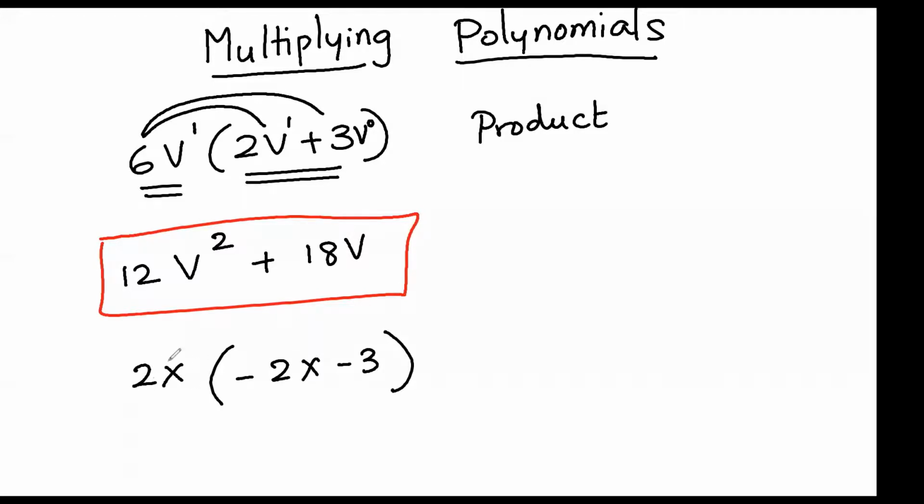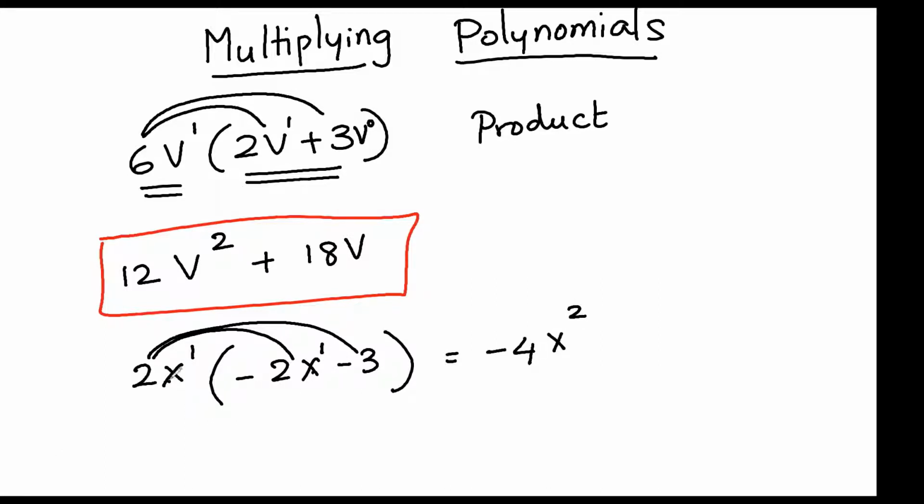Let's take a look at it. So I'm going to distribute 2x to each of the terms in this polynomial, right? So I'm going to distribute 2x to negative 2x and 2x to negative 3. So let's go ahead and multiply. 2 times negative 2 is going to be negative 4. x times x. What did I say? When I say x, that is 1 here, and here also the exponent is 1. So I'm adding the exponents. So x times x is going to be x squared.